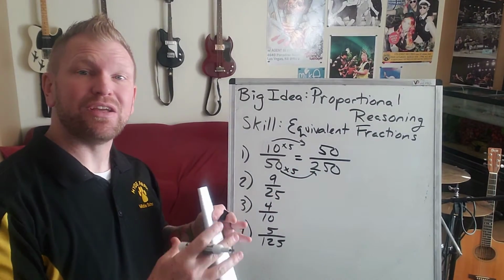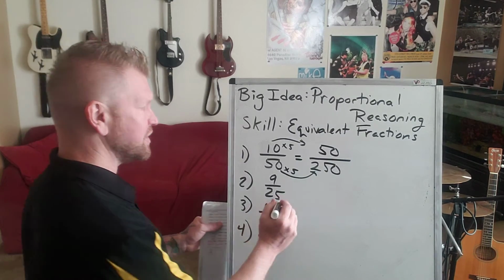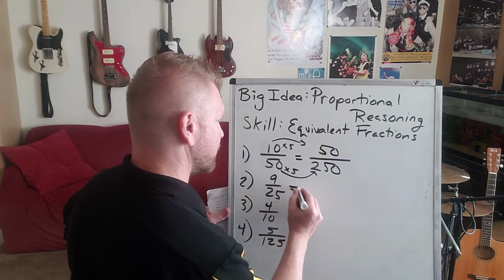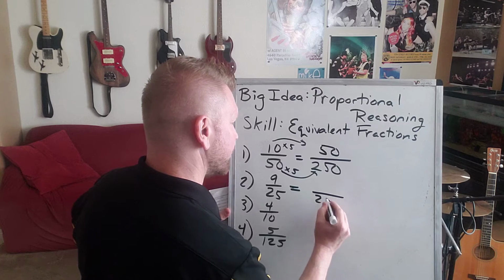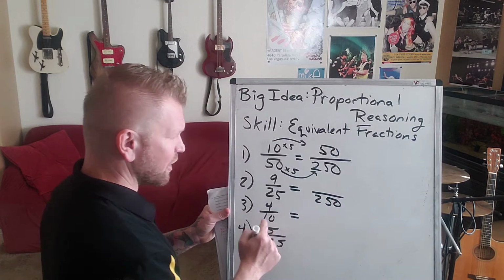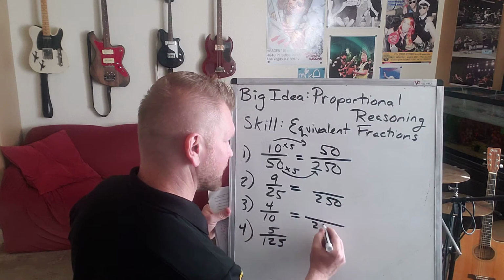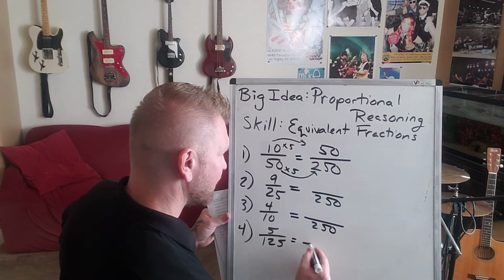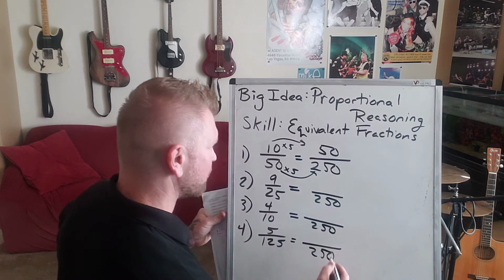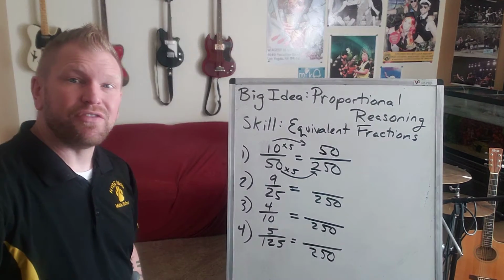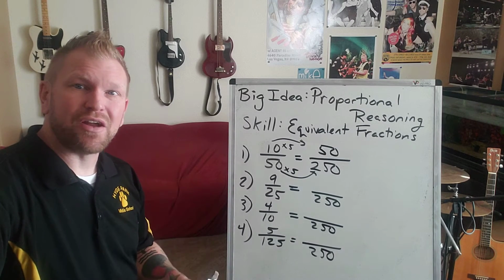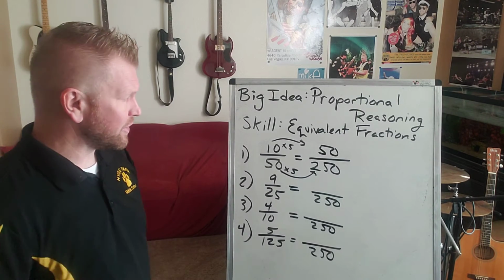Now we're going to do the same thing for all the other candidates. We're going to scale these up to find out how many votes it would be out of 250, but all the time keeping it equivalent to the original fraction. How many votes out of 250? Keeping it equivalent, how many would we expect out of 250? So every single one of these candidates, we're going to scale that fraction up to something out of 250.